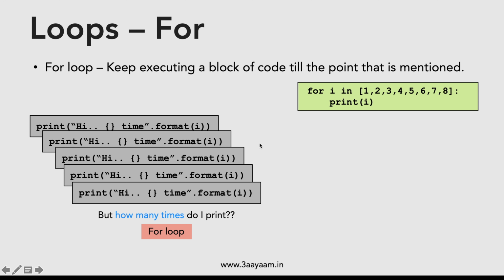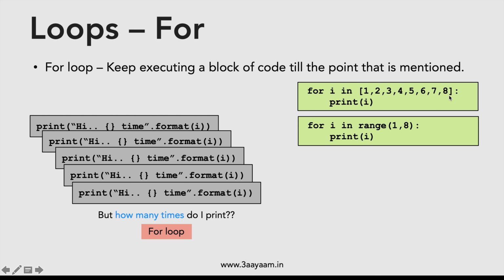In this case what would happen is that at every loop I would get itself assigned the values in the array. For the first time it will assign the value 1, for the second time value 2, third time value 3, and so on and so forth till 8 is reached. If 8 is reached, it will go out of the loop and the loop would be broken. Now I know that this code block, which is print I, would be executed only 8 times. Similarly, I can mention a range also: for I in range 1 to 8 and then print I.